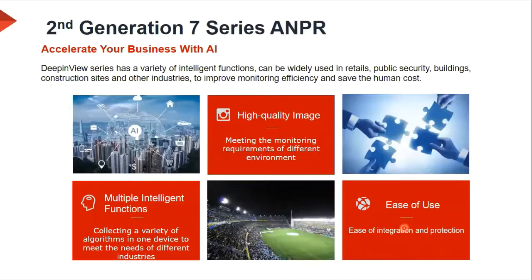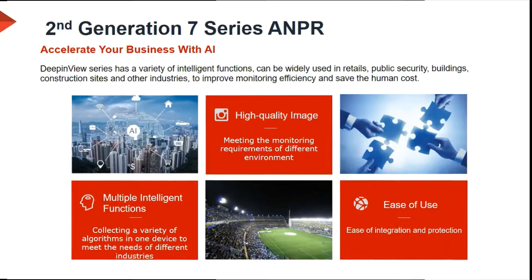All right, so why the second series ANPR camera, the 7 series? What we've done with the 7 series, we built a little bit of AI into this camera, which makes it much more effective. So the efficiency went up because it's got the AI, and I'm going to tell you what the AI basically does now to help with ANPR systems.